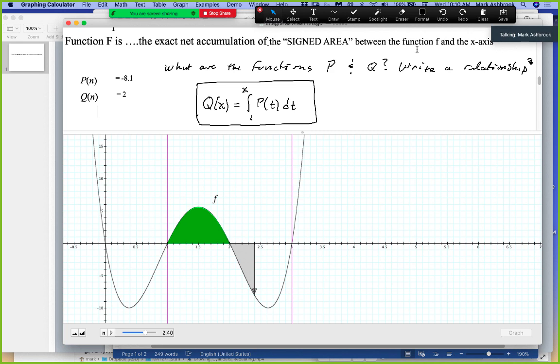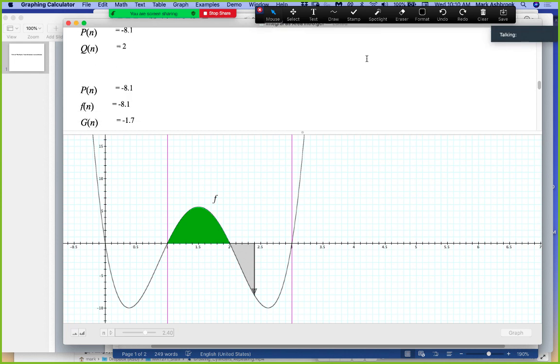Okay, so I've got the same exercise again. Let's look at these. So we said P was the same as F, so I'm showing those. P and F are the same, but now I have two new functions, G and H, and I want you to figure out what these are. Here we go.